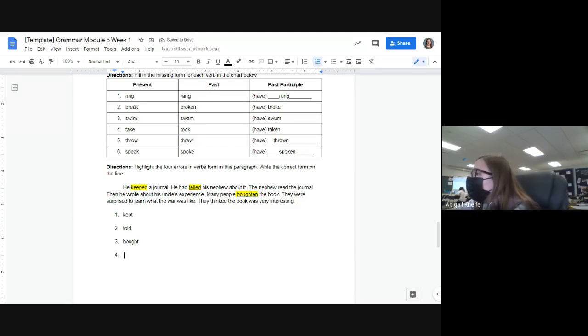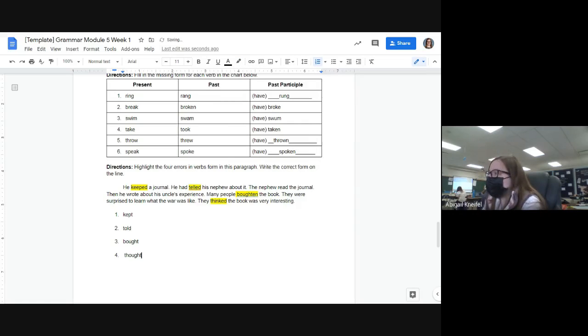And obviously bought in, not a word. That sounds silly. And then they were surprised to learn what the war was like. They thinked the book was very interesting. What's our last mistake, Marissa? Yeah, it shouldn't be thinked. If you say the word thinked, you're not in 5th grade. That's crazy talk. Instead of thinked, it needs to be thought.